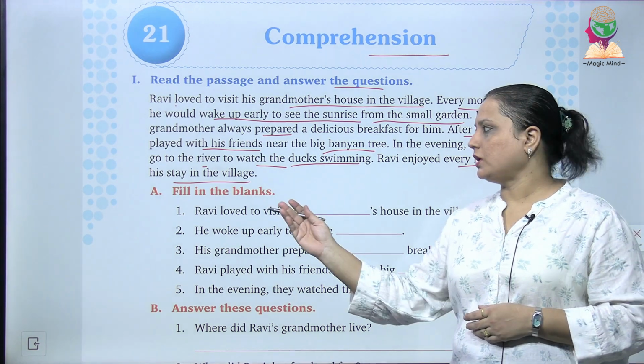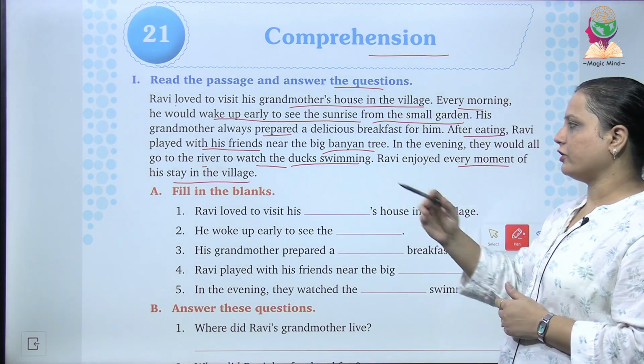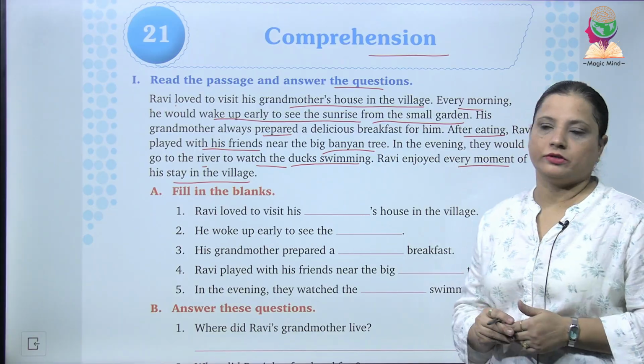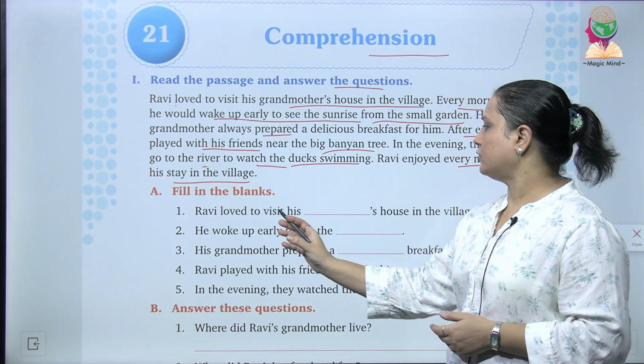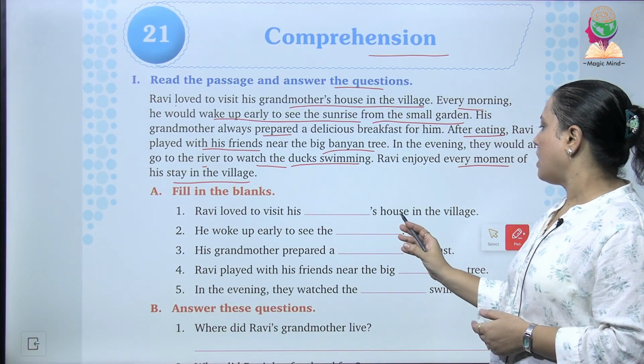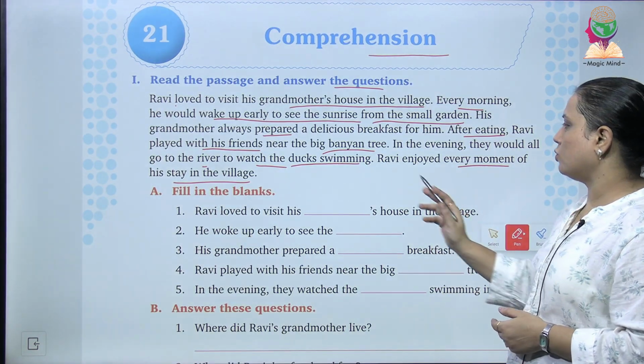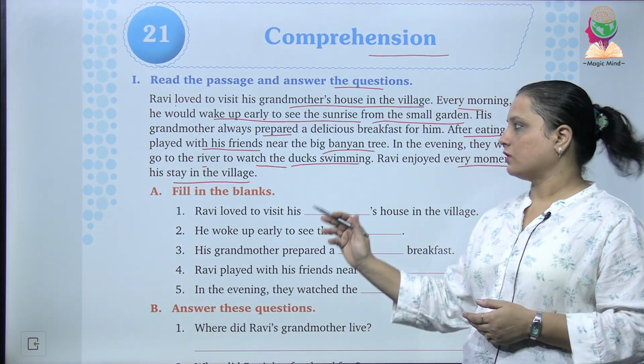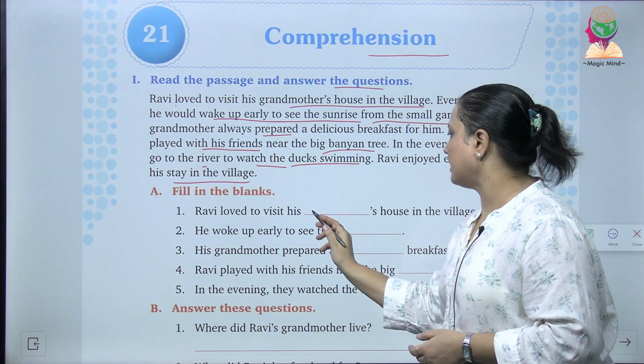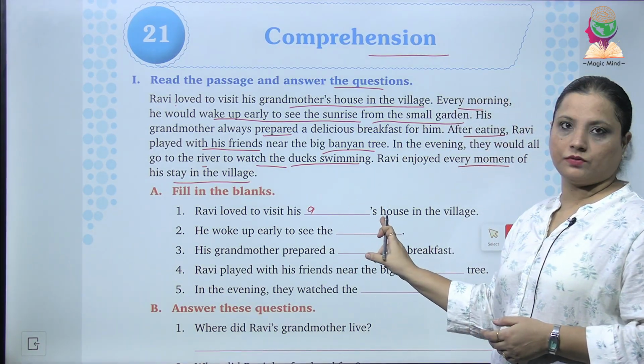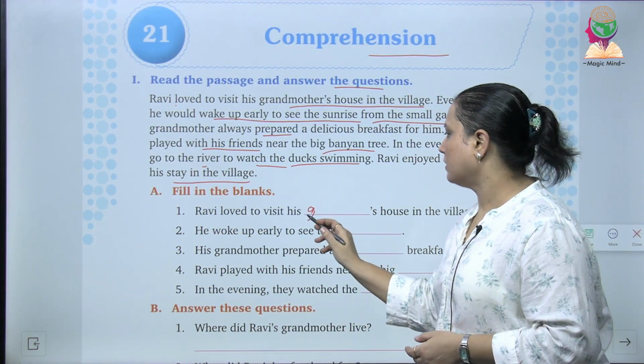Now quickly do the fill in the blanks. That is the first question of this comprehension. Ravi loved to visit his dash house in the village. Now whom did Ravi love to visit? Well, the answer is grandmother's. S is already given over here, so we'll write here grandmother.